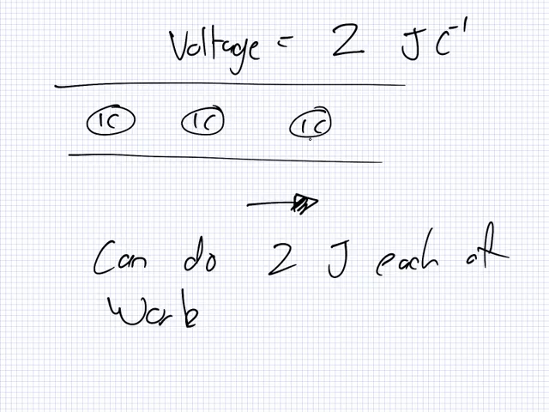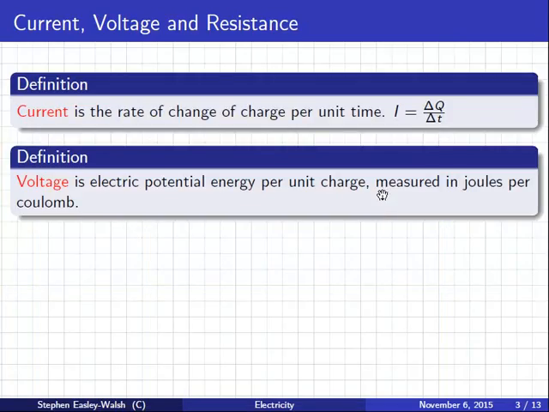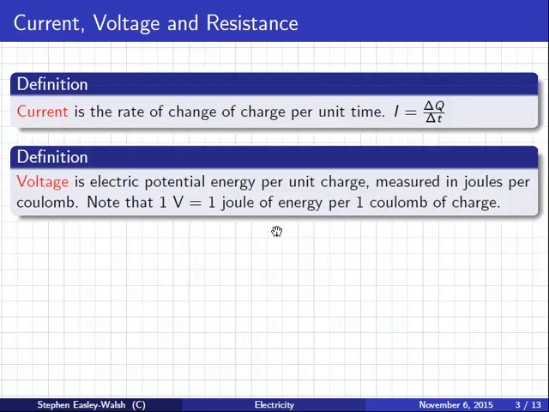Now that doesn't mean it will do 2 joules of work. It just means how much it could do. Potentially, yeah. So its voltage is like a potential energy. Its ability to do work in the future, maybe. So, voltage is measured in joules per coulomb. But we have a special unit for voltage called a volt. And 1 volt, you can probably guess what you think 1 volt will be. I don't know, not 2. 2 is just my example I made up. 1 volt is 1 joule per 1 coulomb.